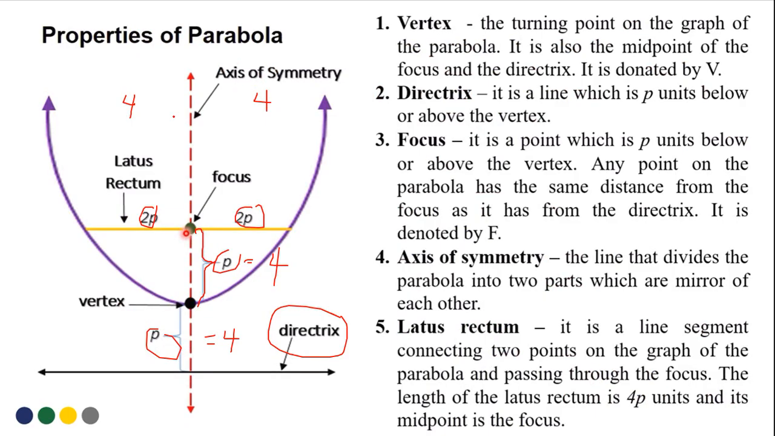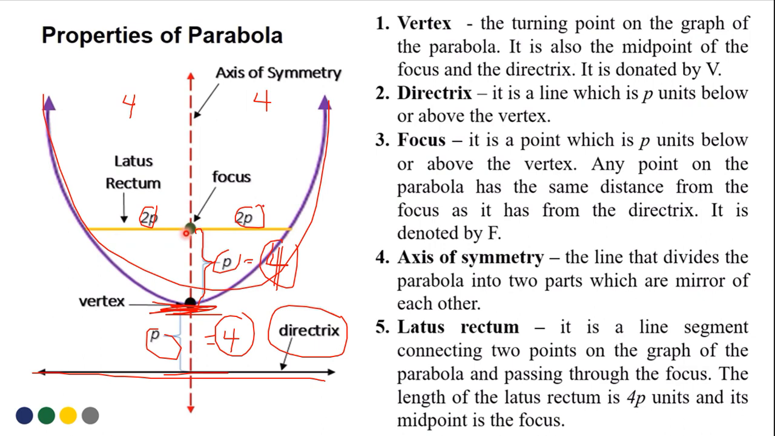Again, if the opening of the parabola is upward, just like this, meaning to say the total opposite is the directrix. Okay, as you can see here, p is equal to 4, and this is the distance, this is the vertex. So we have p equals 4. If p is equal to 4, that is the distance between the vertex and the focus. And the distance from the vertex to the directrix should be 4 also.